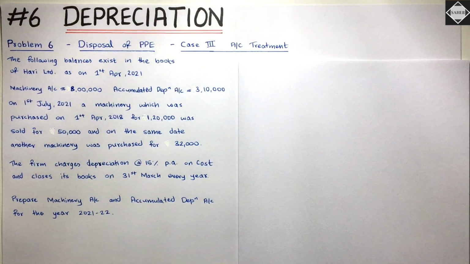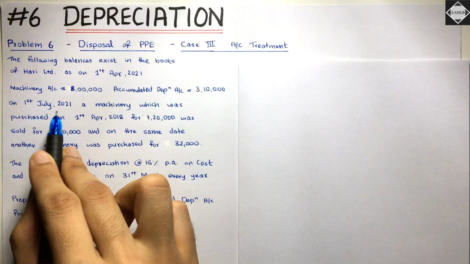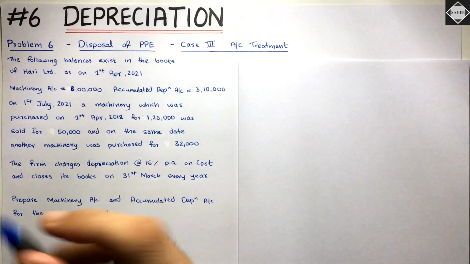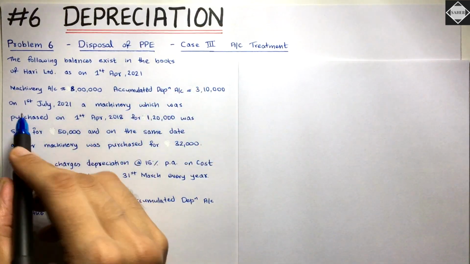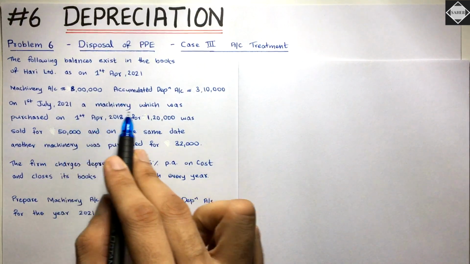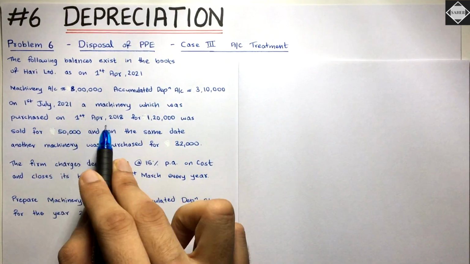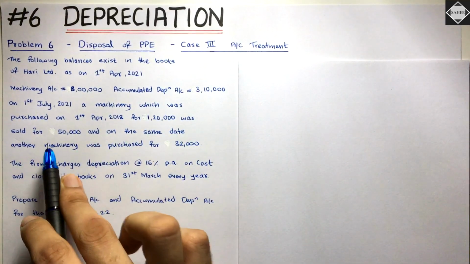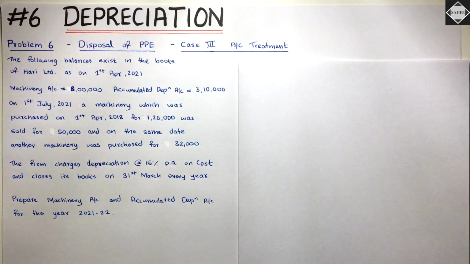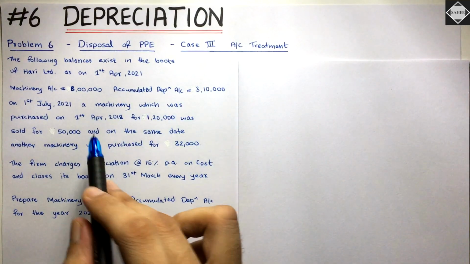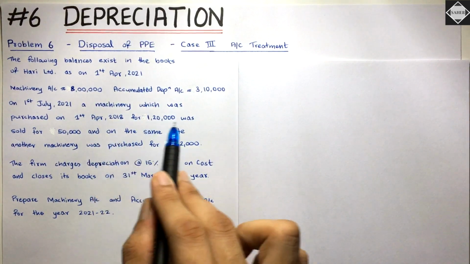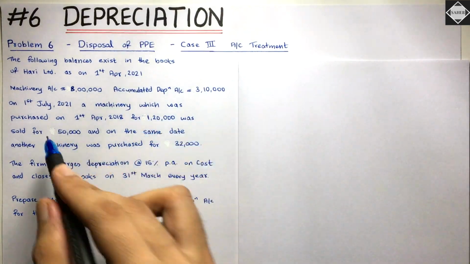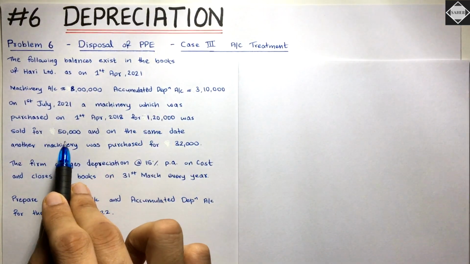Fine, you understand that. On 1st July 2021, 1st July means just after 3 months, isn't it? April, May, June, right? Just after 3 months, 1st July now, so you will not count July. So on 1st July, just after 3 months, a machinery which was purchased on 1st April 2018 for 1,20,000 was sold for 50,000. So you understand? A machinery which you had purchased on 1st April 2018 for how much? For 1,20,000. This is the original cost. 1,20,000 was sold. Yeah, on this 1st July, it was sold for 50,000.